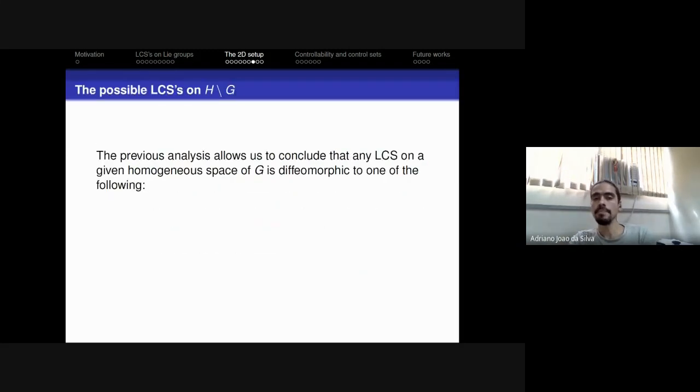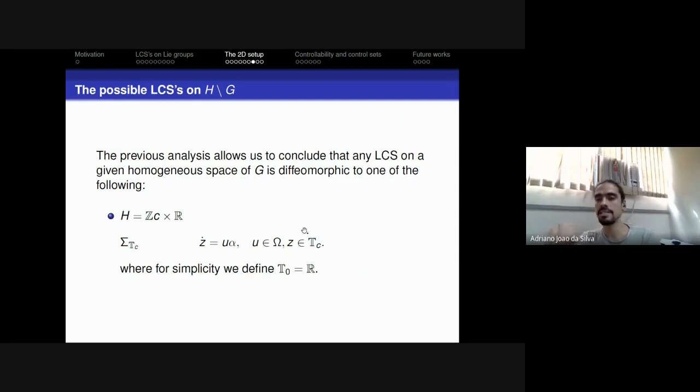So then using these results, what we could get was basically that any linear control system on a homogeneous space of the two-dimensional soluble group was the following. When you consider this subgroup, what you have is a control system on R or on S1. Here basically T_C is the torus R by Z_C, okay? So here they are all basically the same system, just changing a little bit the torus. And when I put zero here, it just means the real line. So you obtain this system without drift, okay?